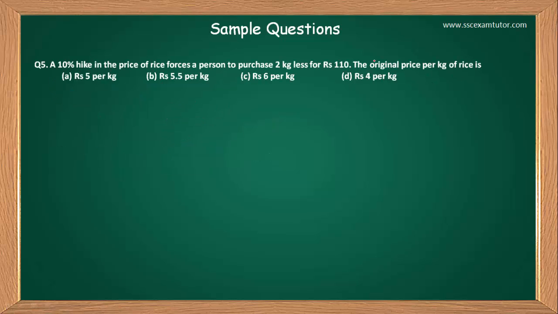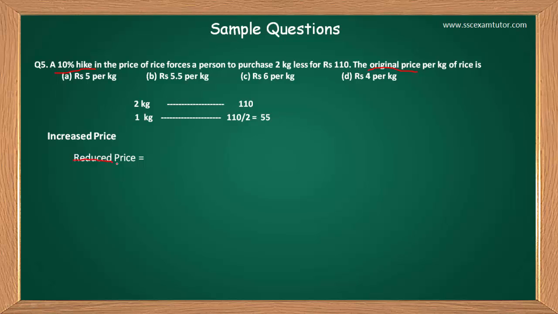Another question in which you are asked to find the original price. The method is same. Okay, price of 2 kg is 110, so price of 1 kg will be 55, and in order to find the original price you will have to find the increased price in this case, because it says 10% hike. Okay, so increased price, again it's written wrong, it should be increased price. Okay, so increased price is equal to 55. This is the 55 I am using, and this is the 10 I am using here.